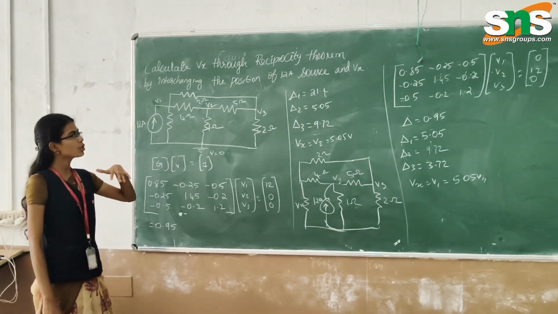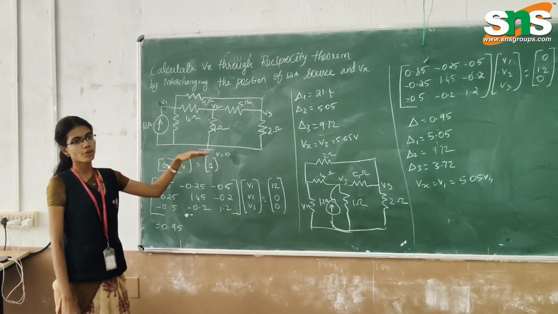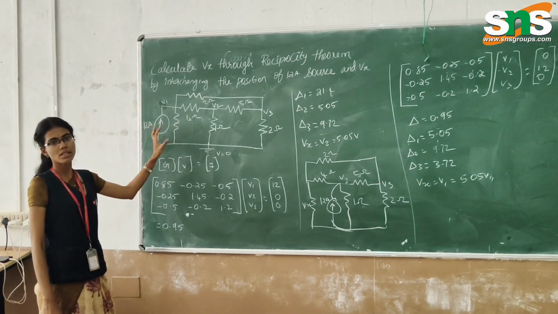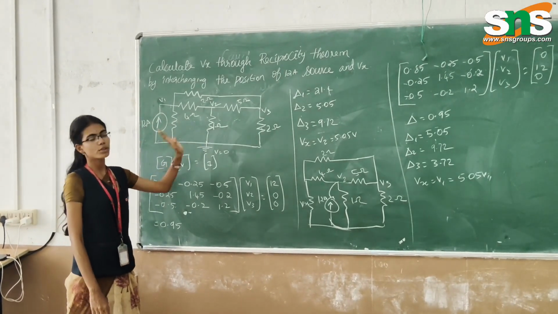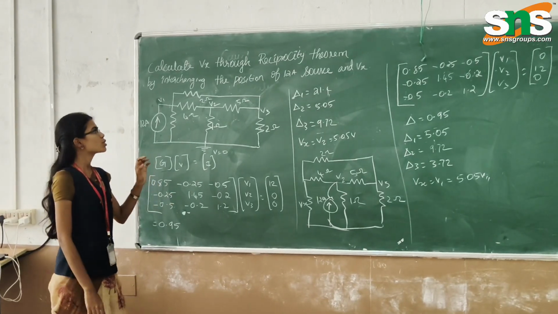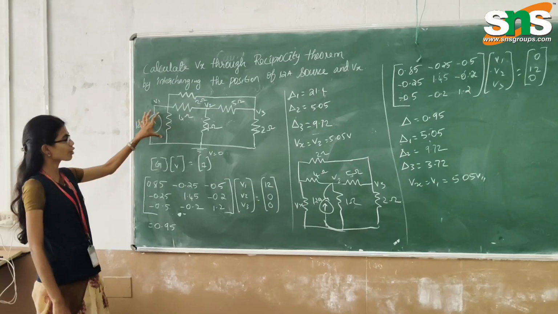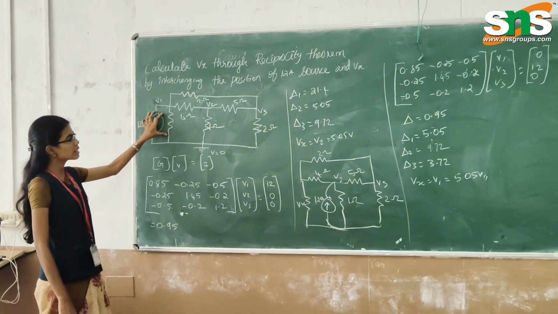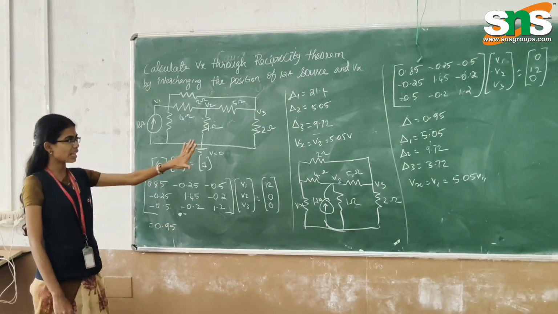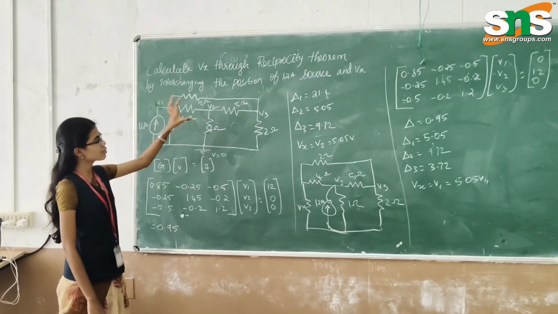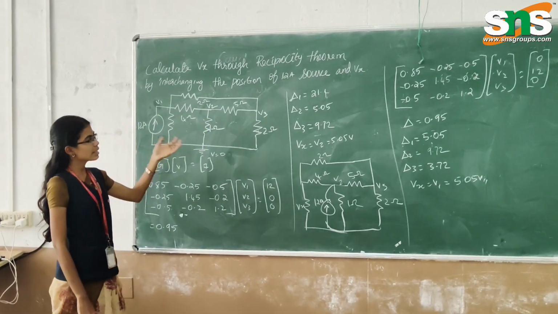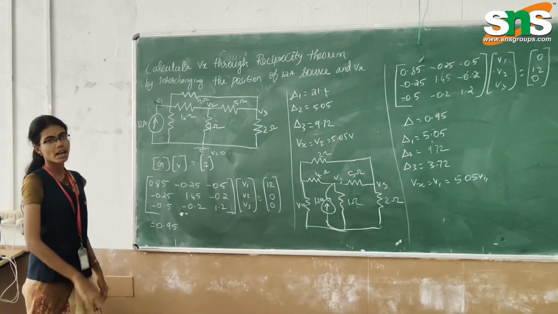The remaining are the voltage sources. In this whole circuit only one current source is present. There are no voltage sources present in this circuit. So this 12 amp current source is the only source present in the circuit. We are going to keep it in this place and analyze the value of Vx, and then interchange it into this 1 ohm resistor, and then analyze the Vx value.